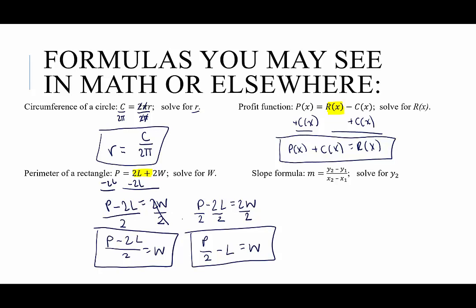This last one you might have seen with coordinate geometry, the slope formula. So the slope formula, where m is the slope, is the change in the y-coordinates over the change in the x-coordinates. And it looks like we're going to solve this one for y sub 2.